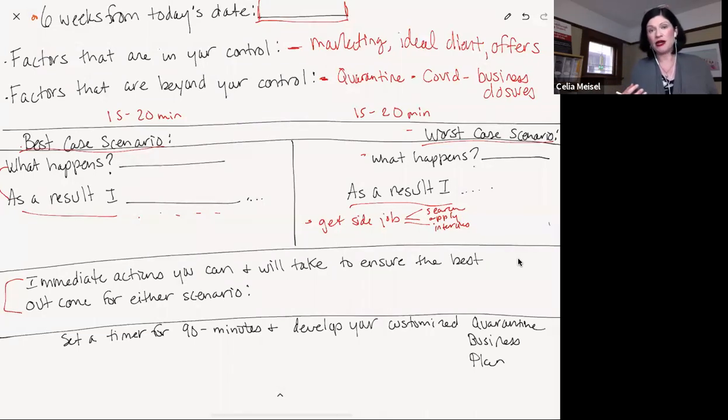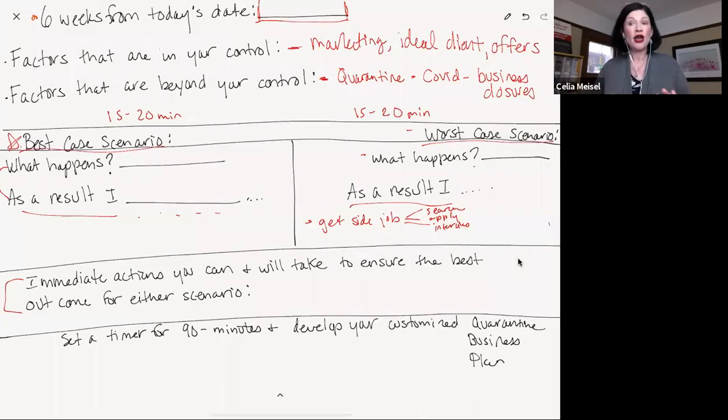Some of my community members are now moving their businesses online. So what are those actions that you're going to take? So let's say, best case scenario, you're able to move back into your in-person office. And so you outline what happens. And as a result of moving back into your office, you're able to do X, Y, Z.